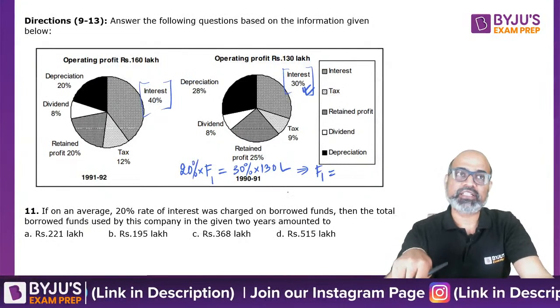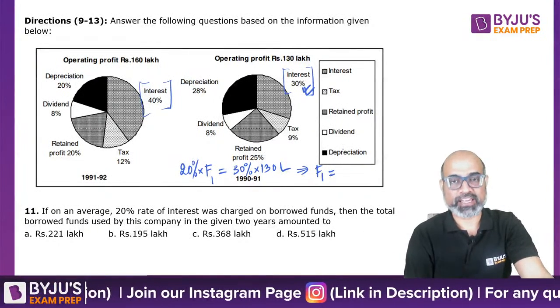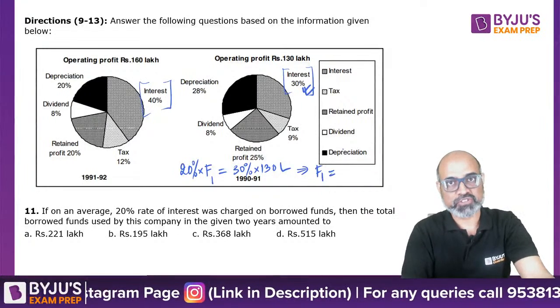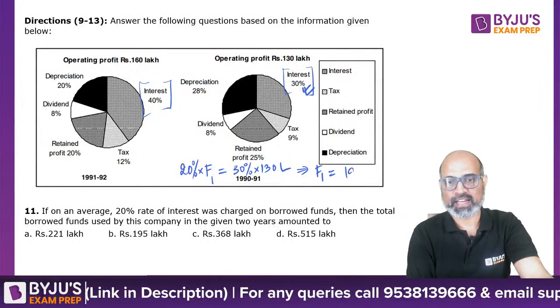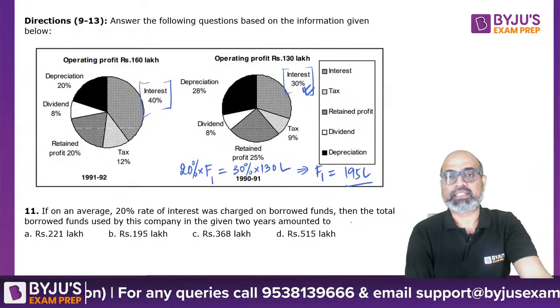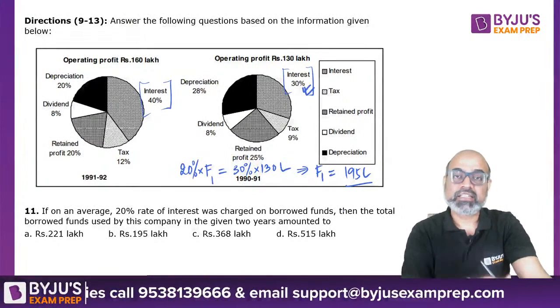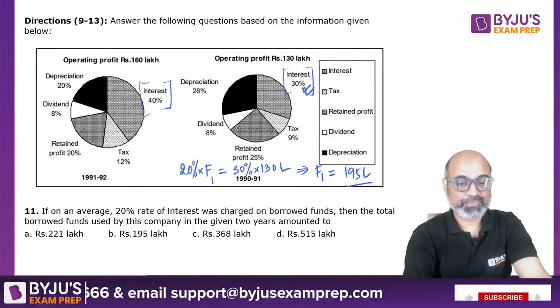30% by 20% is 3 by 2, which is 1.5. 1.5 of 130 is going to be 130 plus 65. So 195 lakhs. That's what the borrowed fund in the year 1991 is going to be.